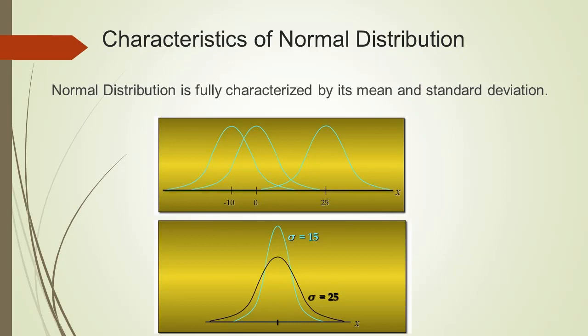From previous presentations, we have already discussed that normal distributions can be fully determined by their mean and their standard deviation. That is, if both the mean and the standard deviation of a normal distribution are given, we know exactly which specific normal distribution that is.